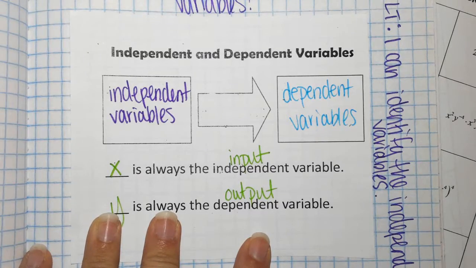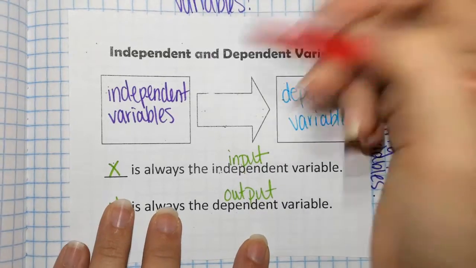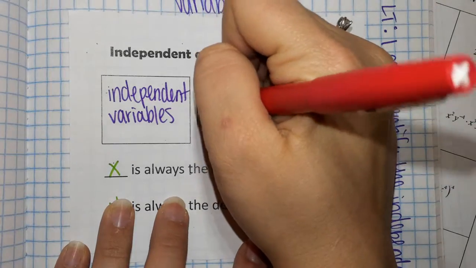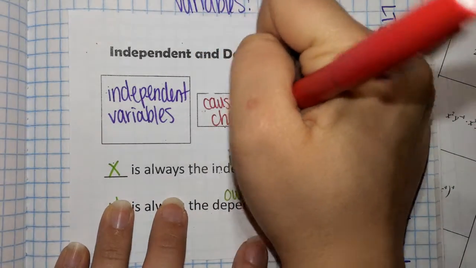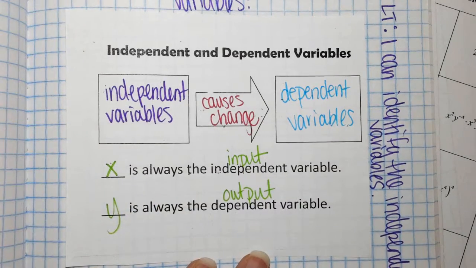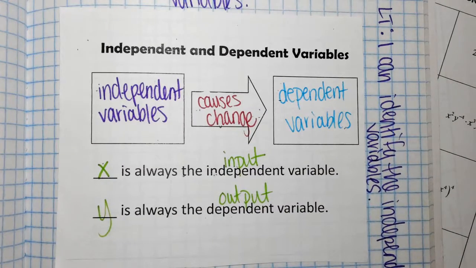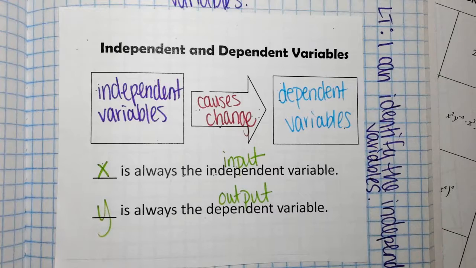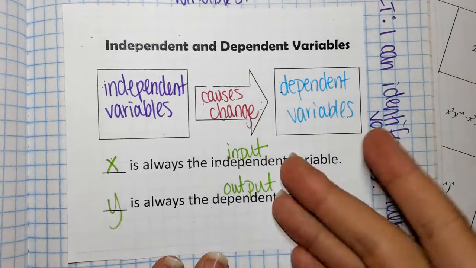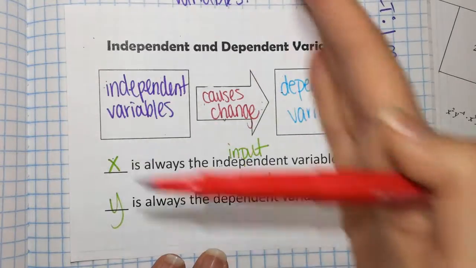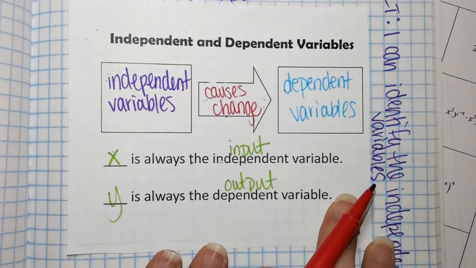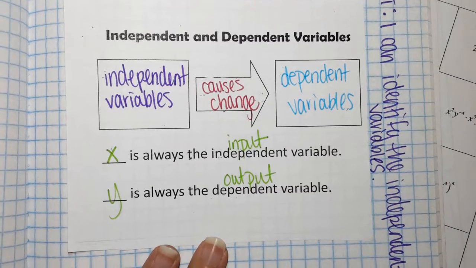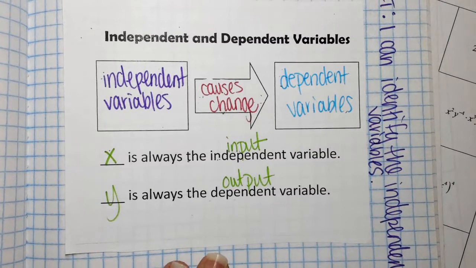Stop that. All right, so the independent variable causes change in the dependent variable. So every time you plug in an x value, you get a different y value, right? Yes. And that's what we did with our function. So function machines take the independent variable, and you get out the dependent variable. Is everybody with me?